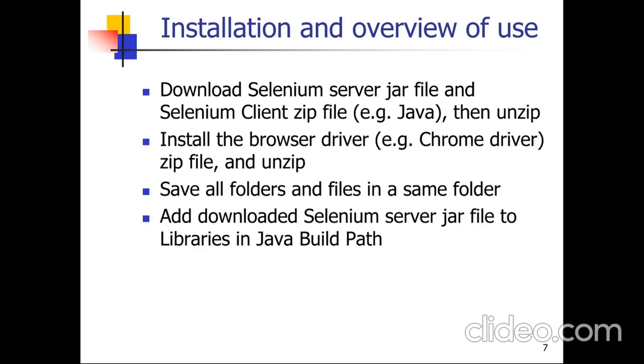and then we save all the folders and files in the same folder. And after all, we need to add the downloaded Selenium server jar file to our Eclipse libraries. So we need to create a Java project in Eclipse, and we need to add the Java file to libraries in Java build path. We need to go into build path configuration and then add that libraries in Java build path.